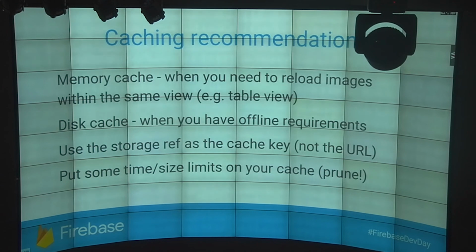An important thing to remember with Firebase Storage is that the key for the cache should not be the download URL. The download URL may change, okay? So that's why each time you want to download a file in Firebase Storage, you must first get the URL before you can download the image. So make sure you use the reference as a cache key, not the URL. And also don't forget to put some time or some size limits on your cache. Otherwise, your cache will keep growing and growing in size, and you won't delete the old images.